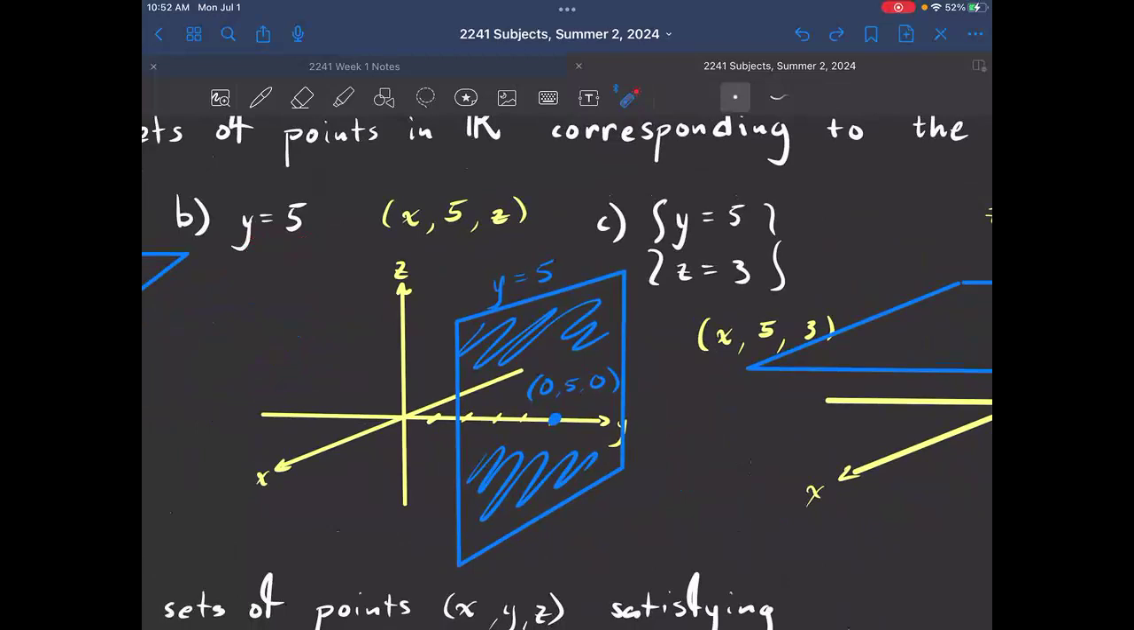All right, so now over here, if we look at the equation y equals 5, well, that looks very similar to the last equation we had, where we fixed z. So we might guess that this is also a plane. And that would be correct. It is a plane. Only now we have all of the points where the second coordinate is fixed.